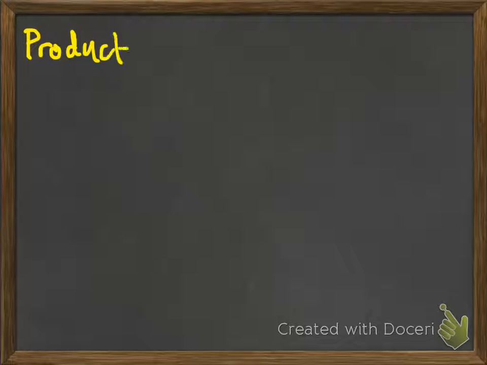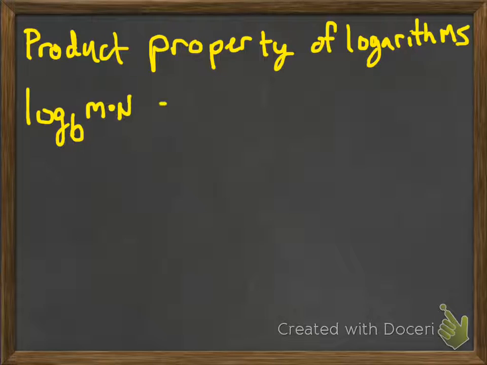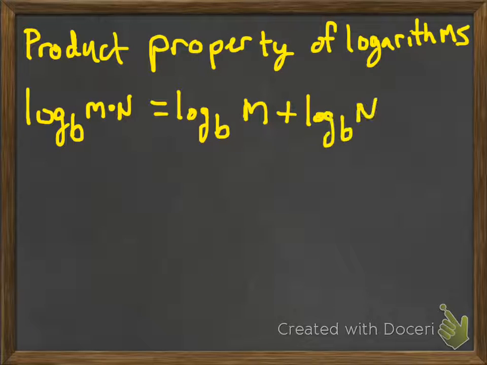The first one I want to look at is the product property of logarithms. The product property basically states that if you are multiplying two different numbers in a certain base, log base b of m times n is the same as log base b of m plus log base b of n. Now keep in mind that those ideas are interchangeable back and forth.